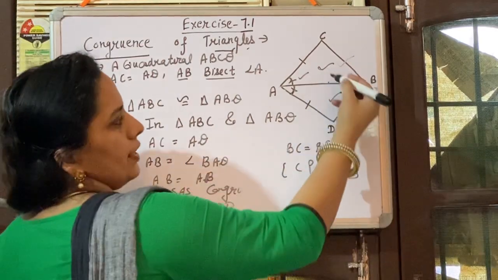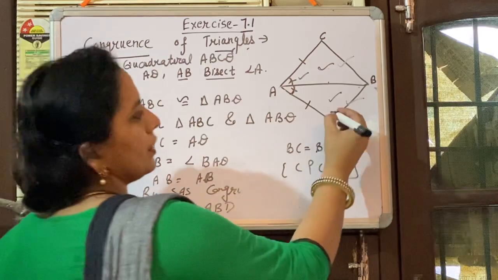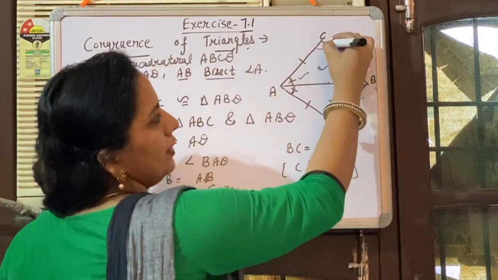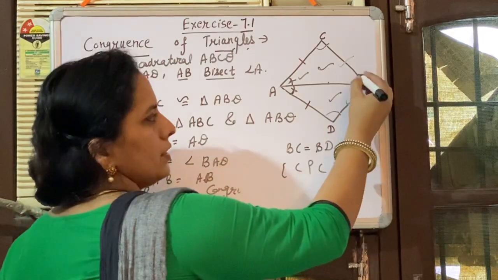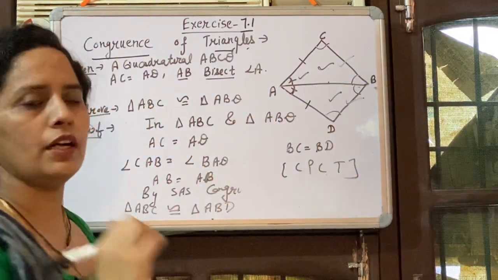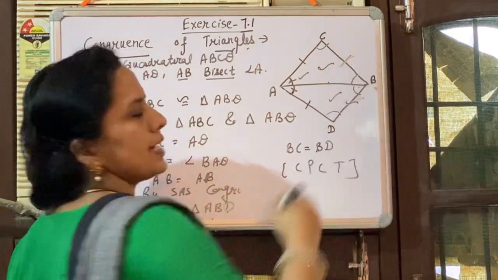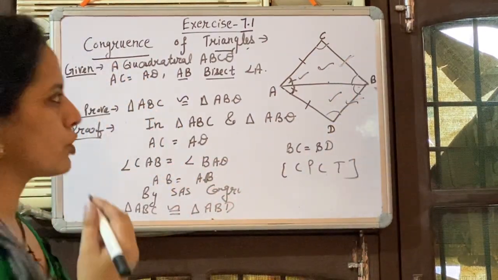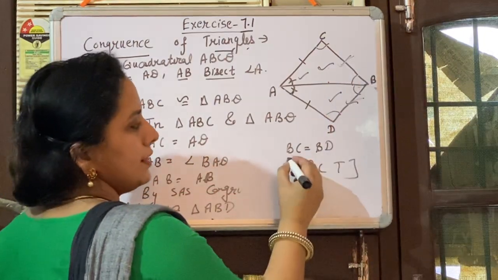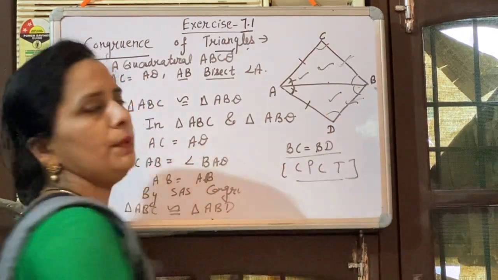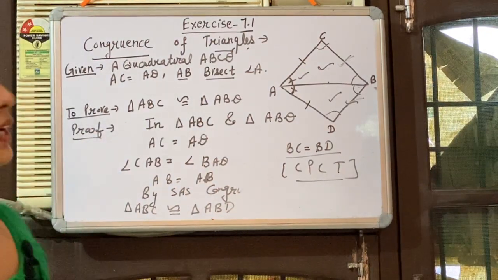If two triangles are congruent, then its remaining parts, see which ones remain? These two angles, they are equal. These two angles will automatically become equal if the two triangles are congruent. These two sides are equal. The question asks exactly this, whether BC and BD are equal or not. Yes, this is equal and the reason will be CPCT. That means corresponding parts of congruent triangles.